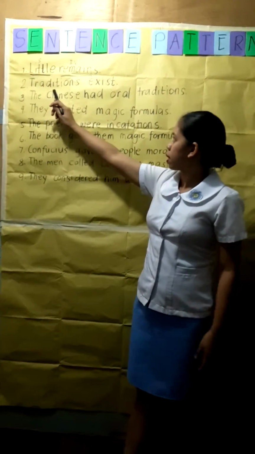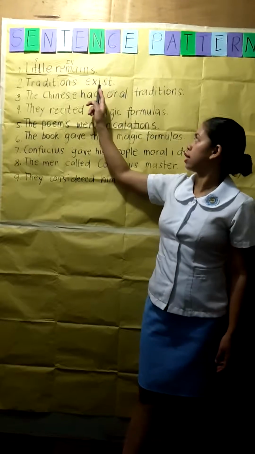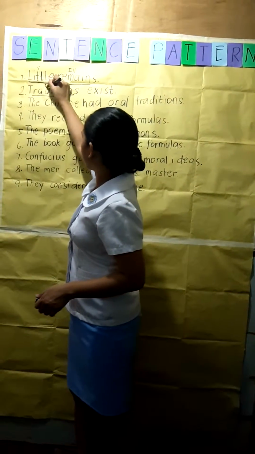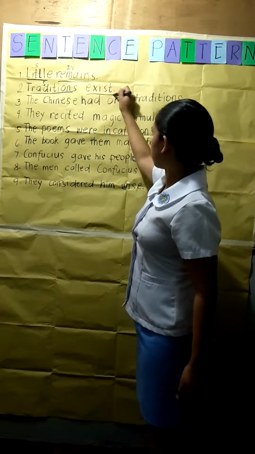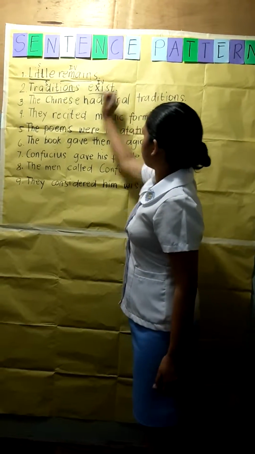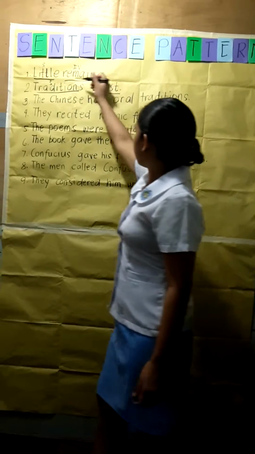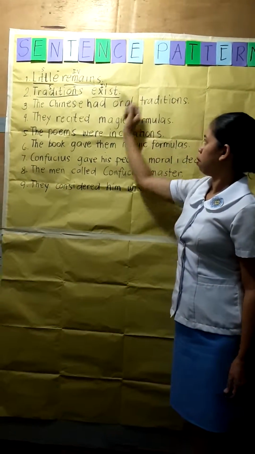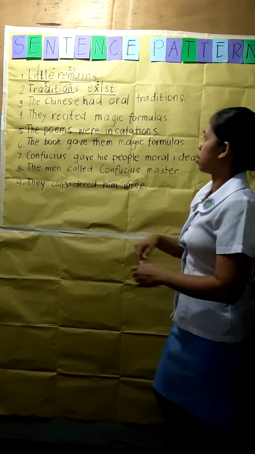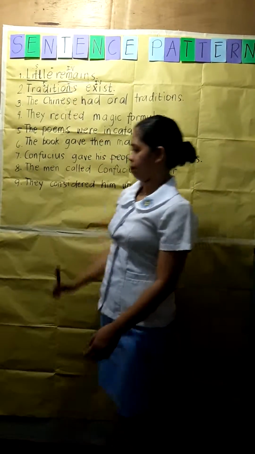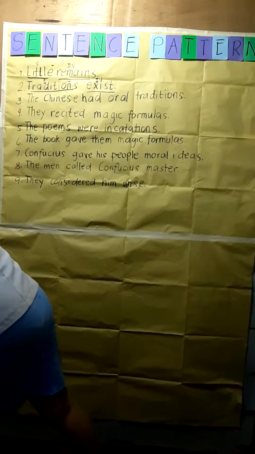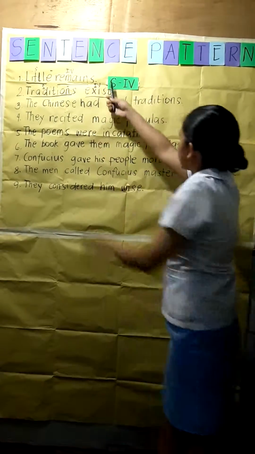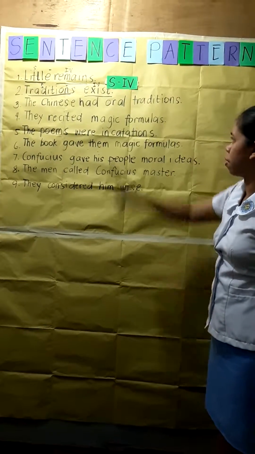In our next example, we have traditions exist. So traditions is also the subject, and exist is also the intransitive verb. So the prevalent pattern in this is SIV. So let us put a label here. So SIV, or the sentence and intransitive verb.